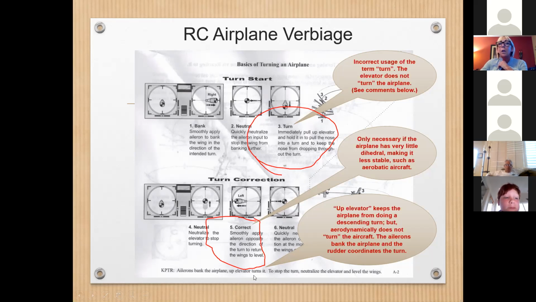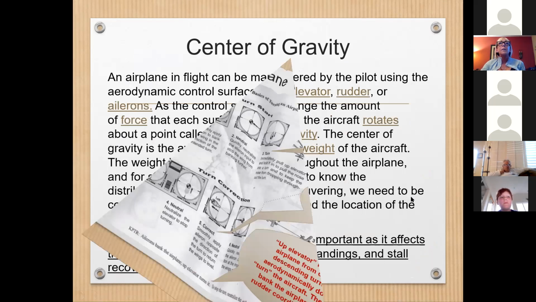So the elevator does not turn the plane. So if you could just ignore this verbiage. Once again, the author, throughout his books, it's amazing what he's written, and he's done a fantastic job. And the graphics, I think I could even fly an RC airplane if I use these. So every book, unless you get it from the FAA or NASA, there's going to be something in there that we want to look at and question, saying, is that aerodynamically correct? And it's not. Okay, center of gravity.